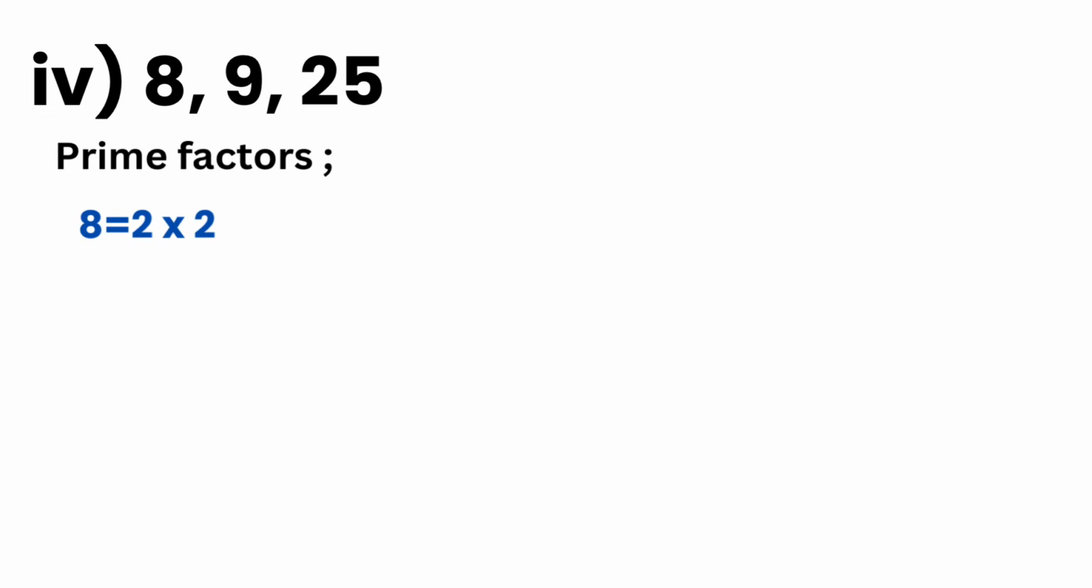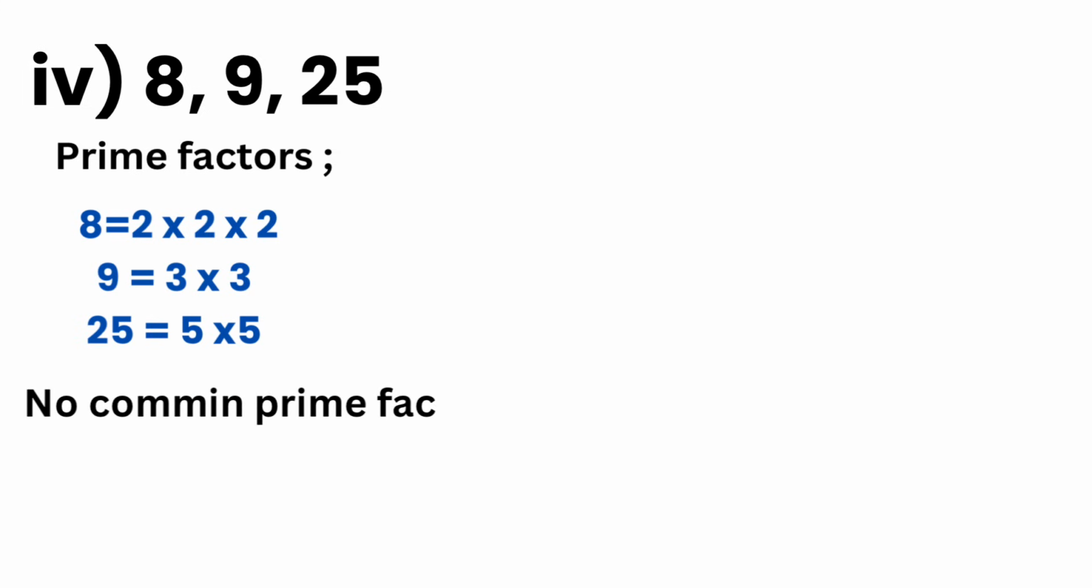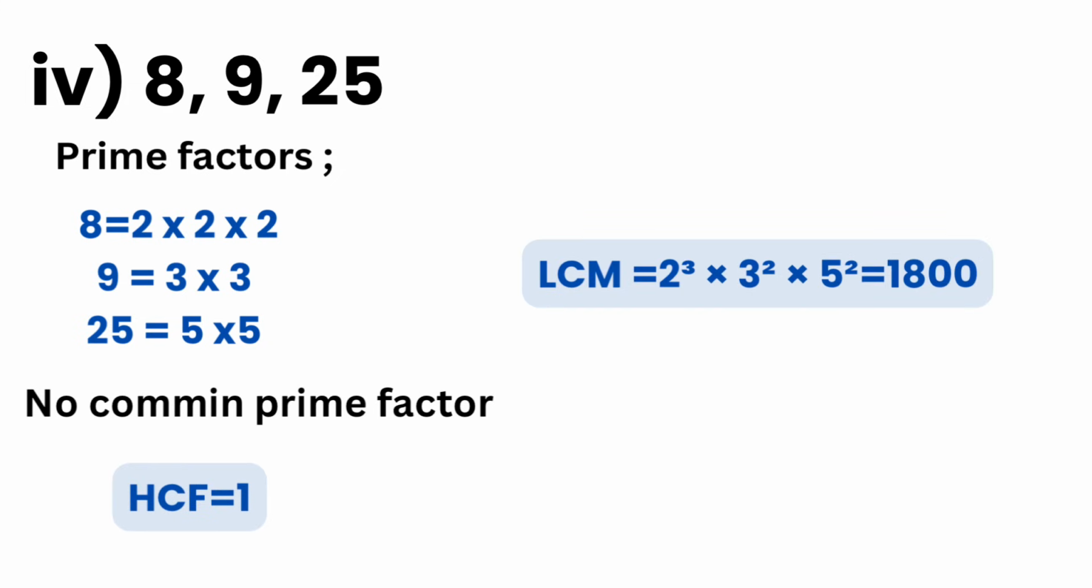Here 8 would be 2 times 2 times 2, 9 would be 3 times 3 and 25 would be 5 times 5. Again, there is no common prime factor in all three numbers, so the HCF is 1 and the LCM will be the product of these three numbers, that is 1800.